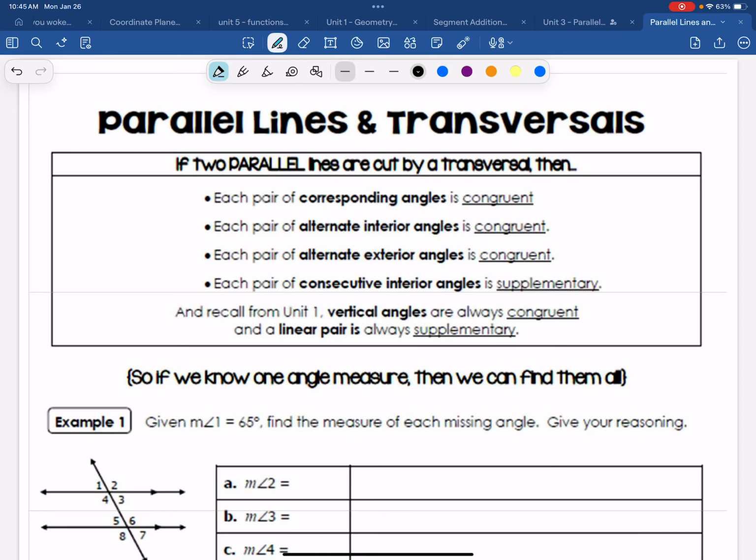Okay, this video's objective is I can determine angle measures when parallel lines are intersected by a transversal. Okay, let's do a really quick review.